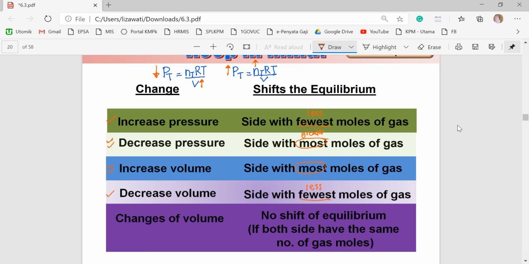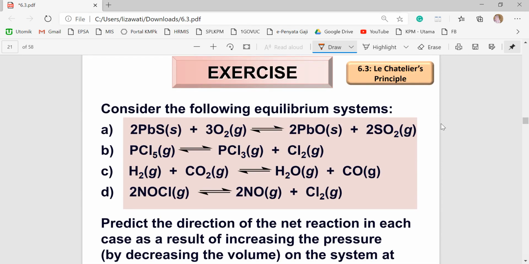Most here means greater. Okay, next, what would happen if we change the volume? Changes in the volume, what happens? So no shift of equilibrium if both sides have the same number of gas moles.